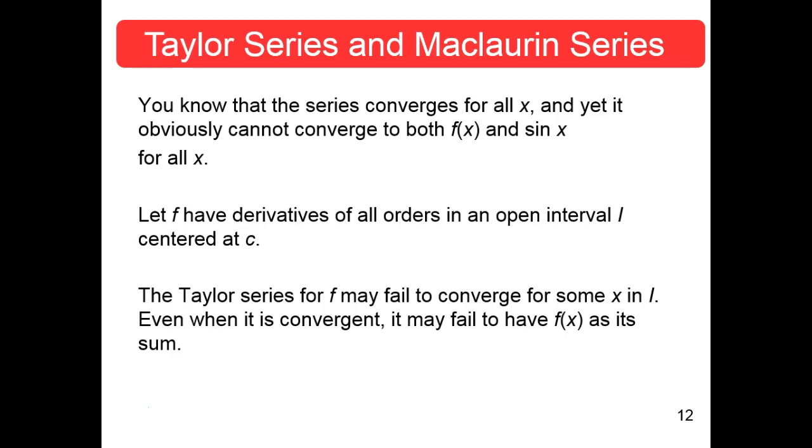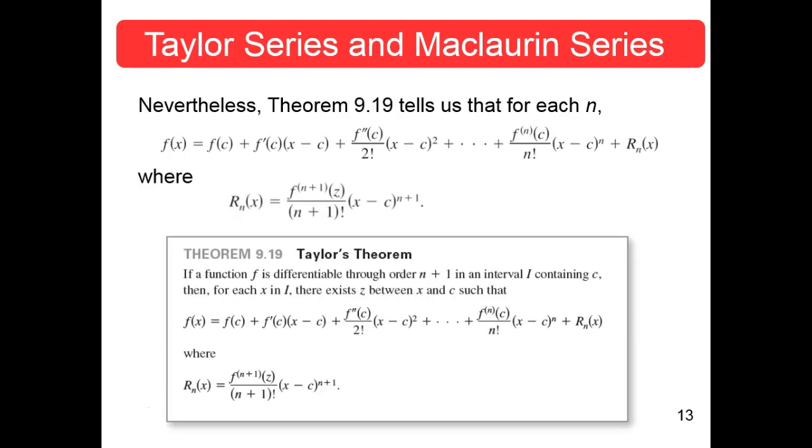You know that the series converges for all x, yet it obviously cannot converge to both f of x and sine x, where f of x is the other strange function. Let f have derivative, blah, blah. And I don't think I even want to mess with that anymore, because who would leave that alone? Nevertheless, theorem 9.19 tells us that for each n, and here's Taylor's theorem, by the way.